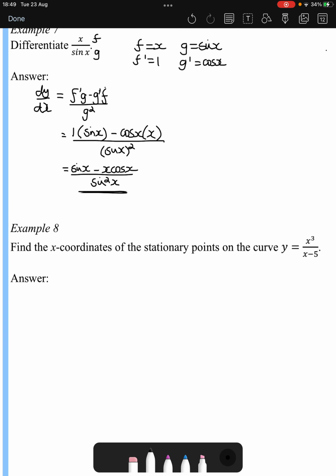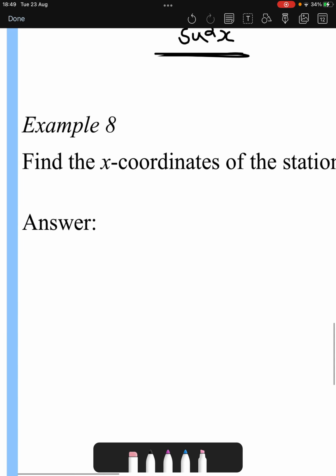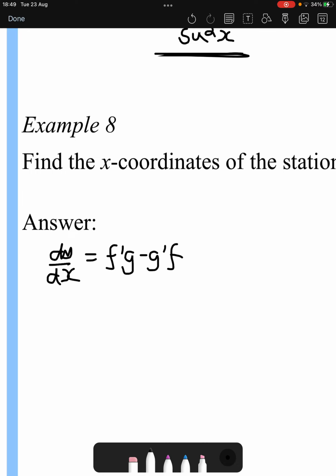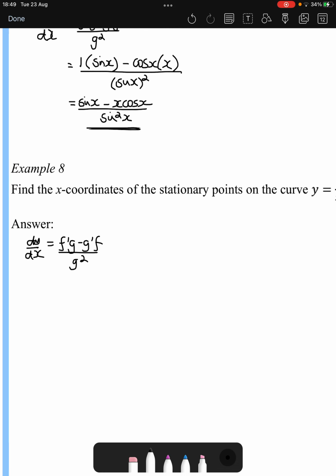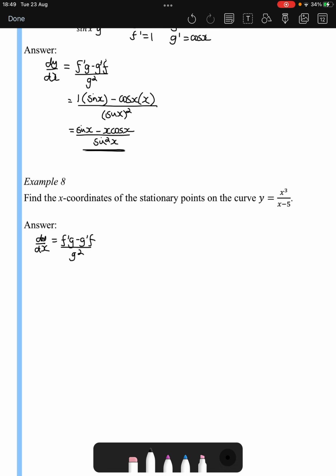Now, we do tap in slightly with a bit of higher. Find the x coordinates of the stationary points on the curve, okay? So it's just asking you to find the x coordinates, not doing anything with them. Whole point is that you know that that's differentiation. So we've got two functions, obviously. So dy by dx, and they're dividing. So f dash g minus g dash f over g squared. Same as before. Just up over there, so we've got x cubed and x minus 5.